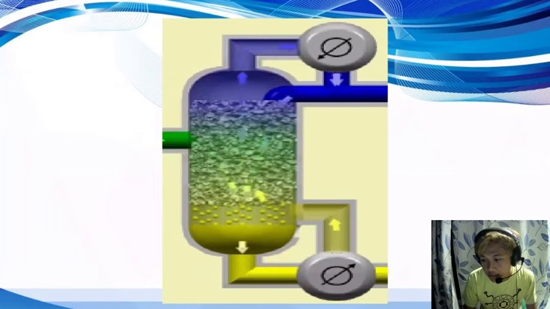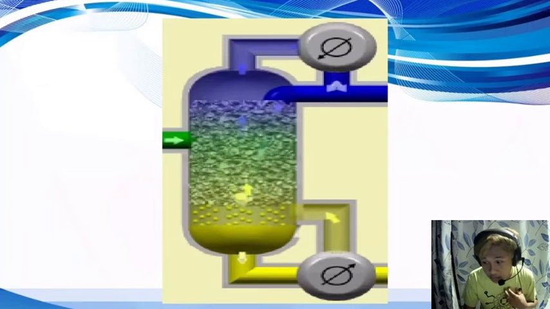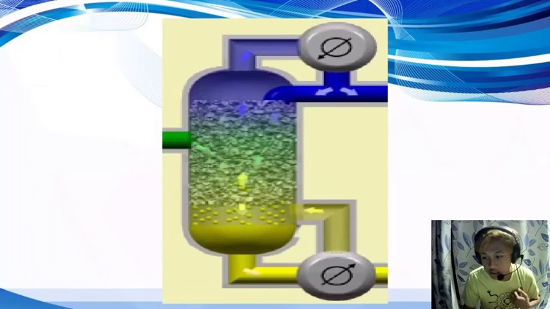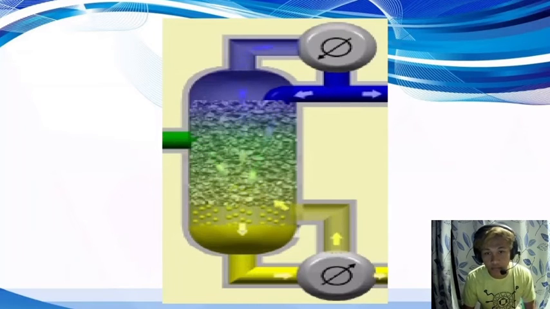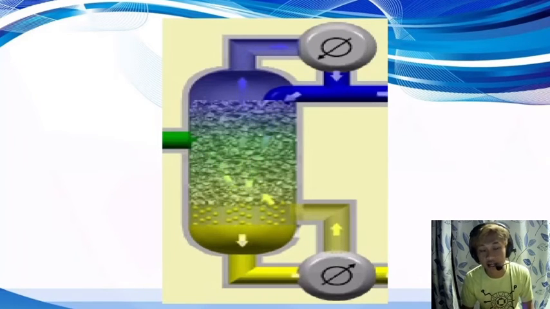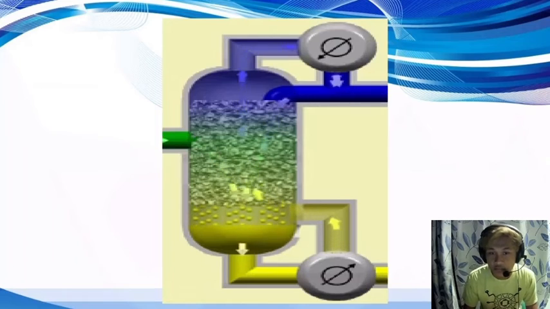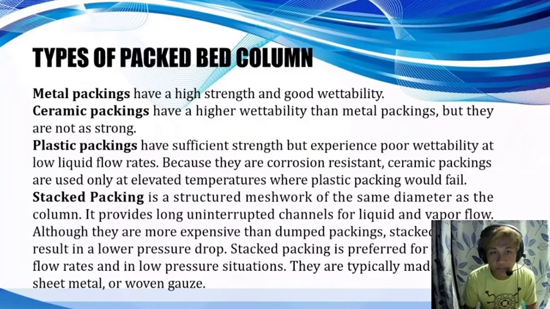The feed passes through the packing to maximize vapor-liquid surface contact for an efficient separation. So this is what happens inside the distillation column. So let's now proceed to the types of packed bed columns.